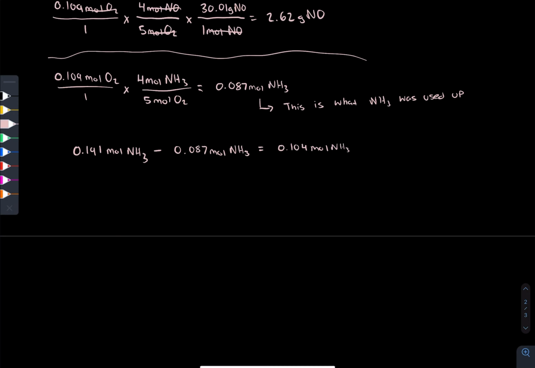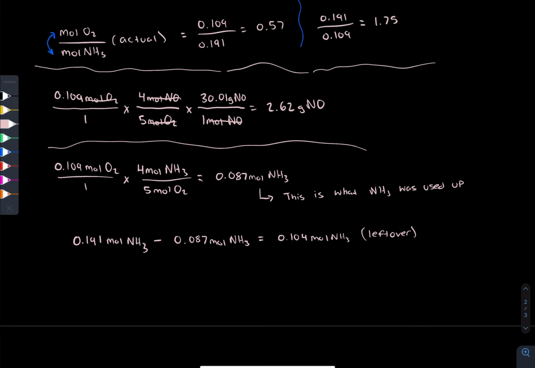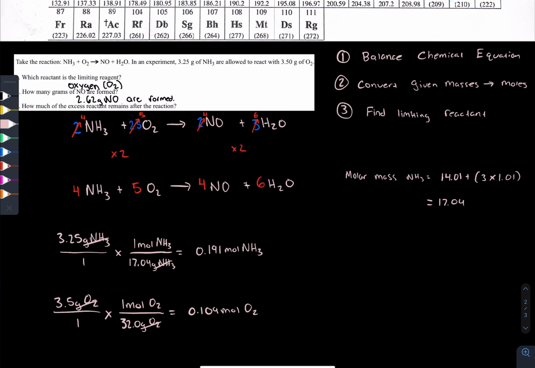And then you can just put in parentheses left over. So then we can go ahead and write that here. So it was 0.104 moles of ammonia left over.